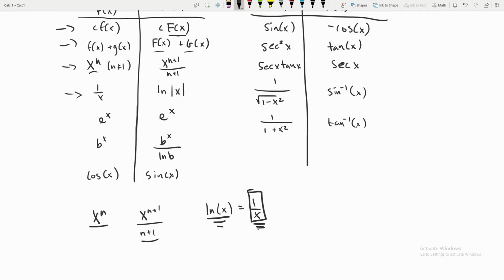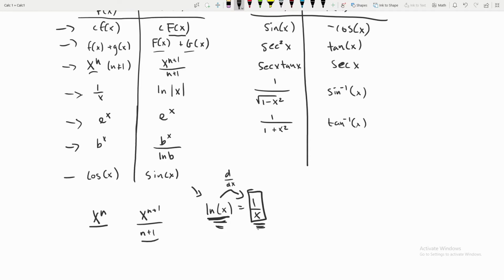This is the antiderivative of 1 over x because it is the function that we had before we took the derivative of it. Once we took the derivative of it, it turned into 1 over x. But before we applied the derivative operator to it, we had ln of x, and that is our antiderivative. Likewise with e to the x, the derivative of e to the x is just e to the x, so its antiderivative is e to the x.